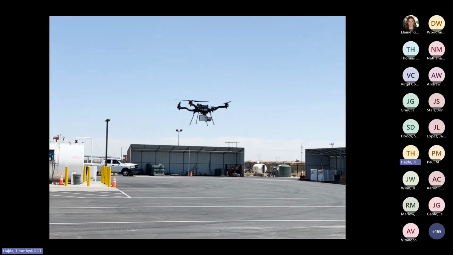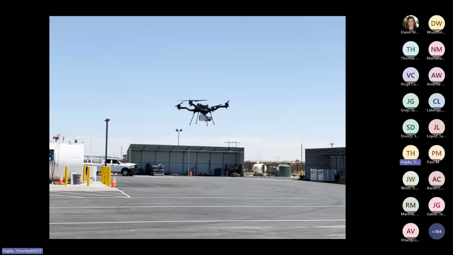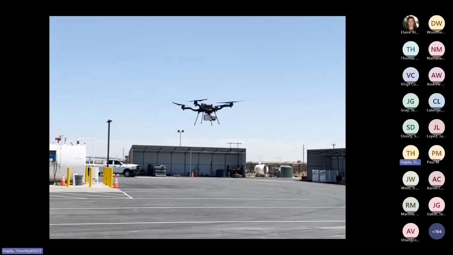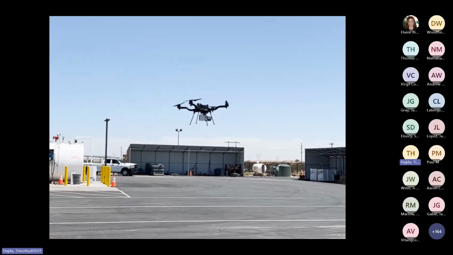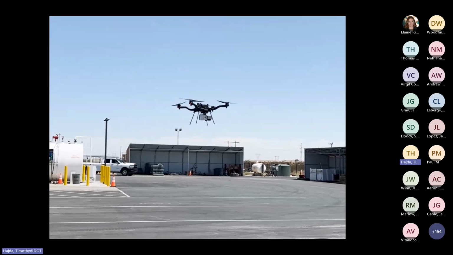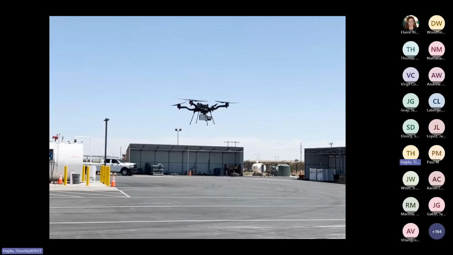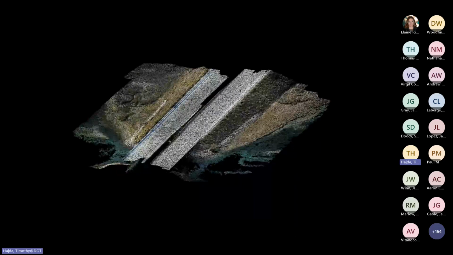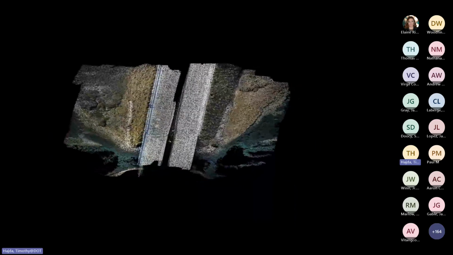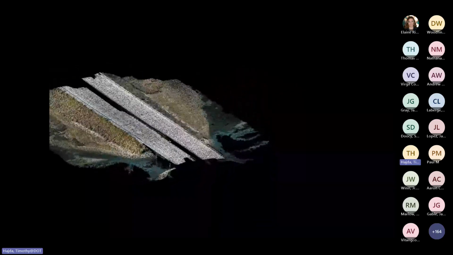And then finally, we employed our FreeFly Astro drone. The video here, it's equipped with our LiDAR payload, but in the case of this survey, we had just our regular camera for photogrammetric mapping. And here's the dense point cloud from that drone flight.